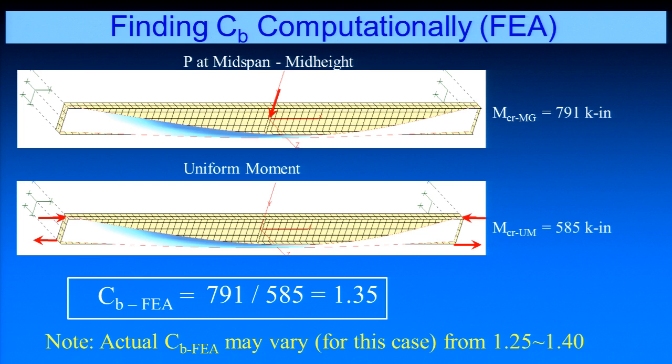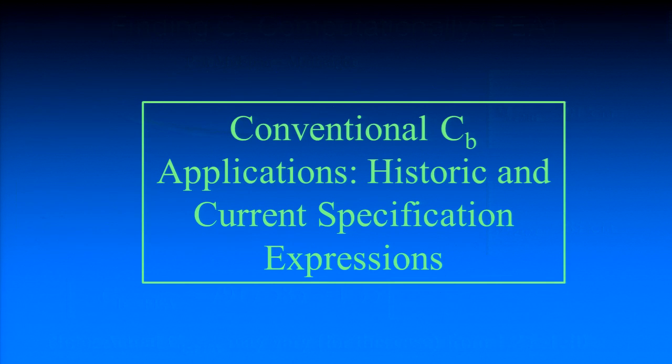Later, I'm going to be showing some results from FEA solutions, and this is all we've done, is we've gone in and studied the behavior and backed out a C sub B factor for this. Okay, so that's just a little background. So now if we start getting a little bit into conventional C sub B applications, both historic as well as current specification equations. Okay?